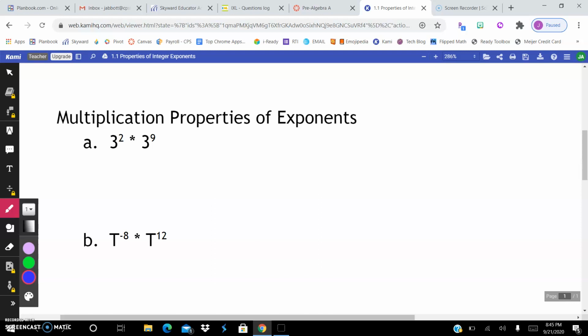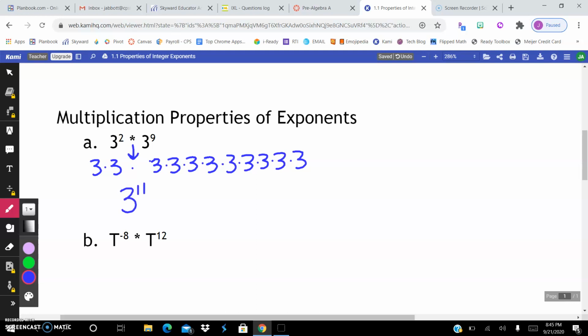If we think about this, 3 squared is really 3 times 3. And 3 to the 9th is 3 times 3 times 3, 9 times. 5, 6, 7, 8, 9. And we're multiplying in the middle, so another times there. How many 3's do we really have? If you count those all up, we have 11.